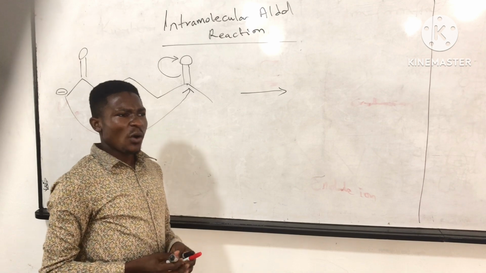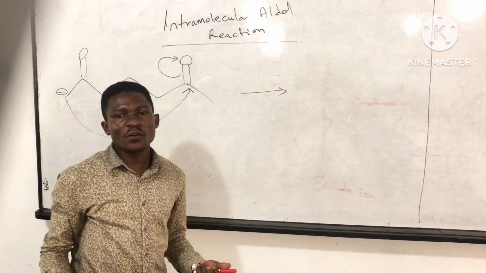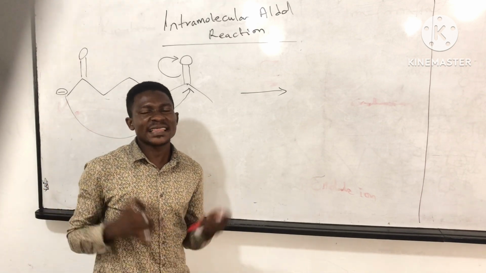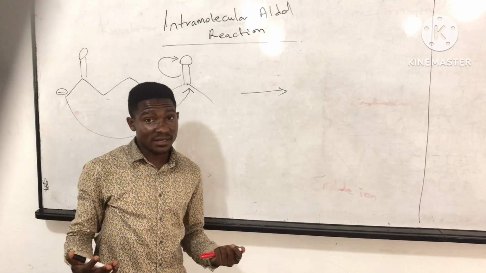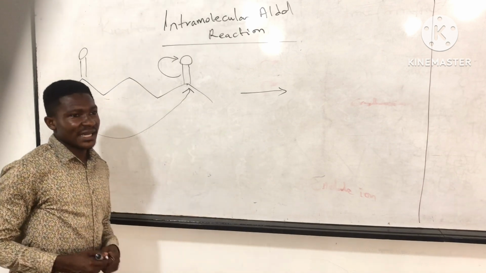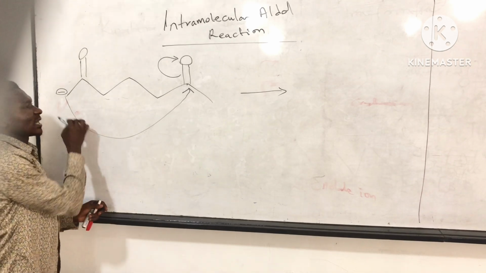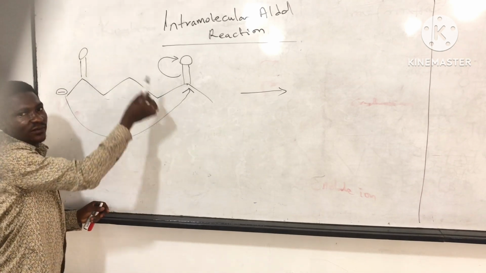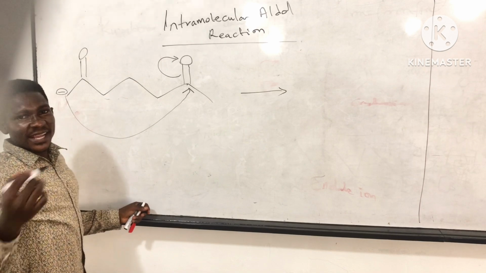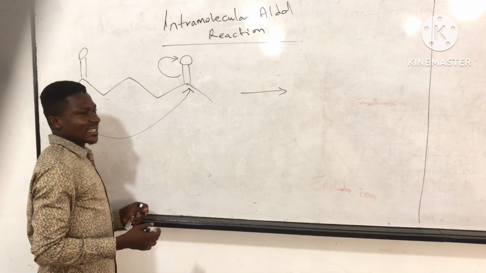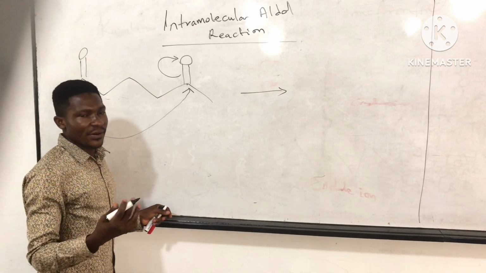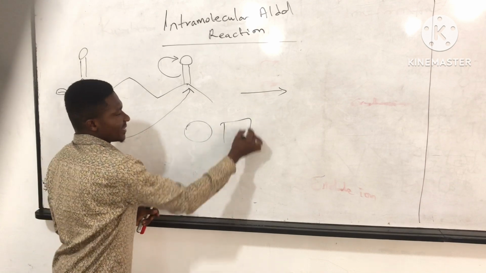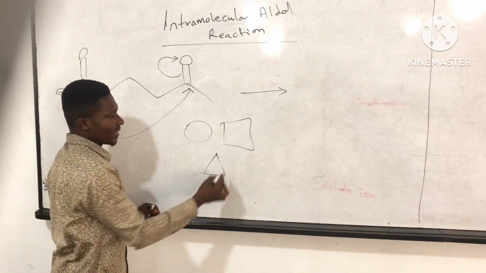Now, how do you know the size of your cyclic structure, or the type of cyclic structure you are forming? All you have to do is count the number of carbon atoms within the ring that you have formed. A ring can be anything, so far as there is no opening, it is a ring. This can be a ring. This can be a ring. This can be a ring.